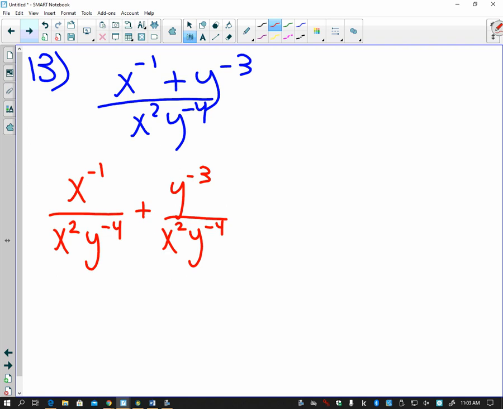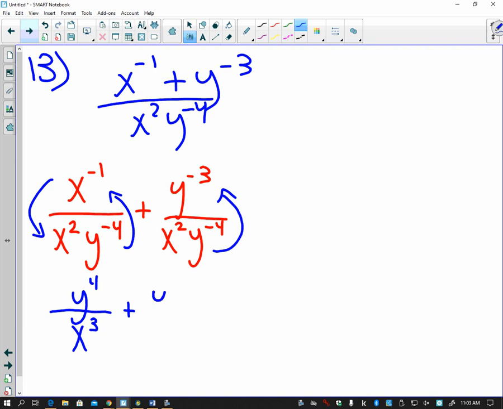All right, so with this, I'm going to move this x value down. I'm going to move this y value up. That gets everything to be a positive exponent. So it gives me y to the fourth over x cubed. Does that make sense? All right, here, I'm just going to move that y up. That's going to give me y to the first over x squared.